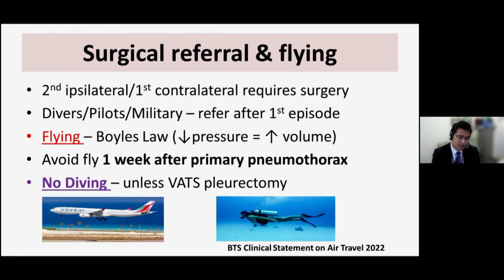We generally ask patients to avoid flying for 1 week after pneumothorax. As you know, if you have a pneumothorax in an enclosed cavity, as the pressure drops, the volume of a gas in a fixed space gets larger. And obviously diving societies say that the patient should not dive unless they've had a definitive surgical procedure.